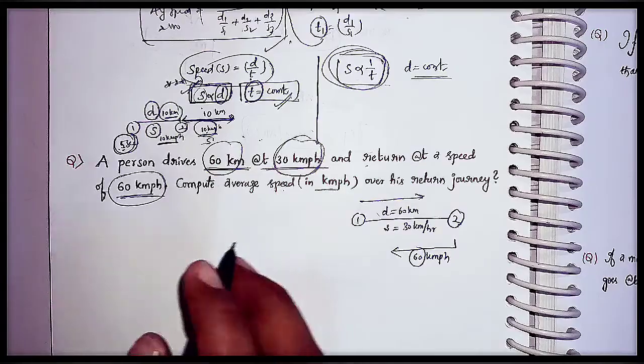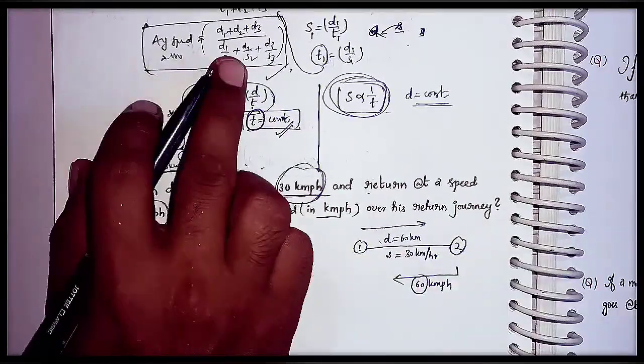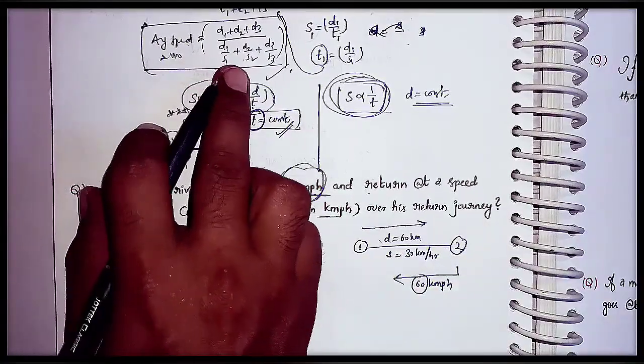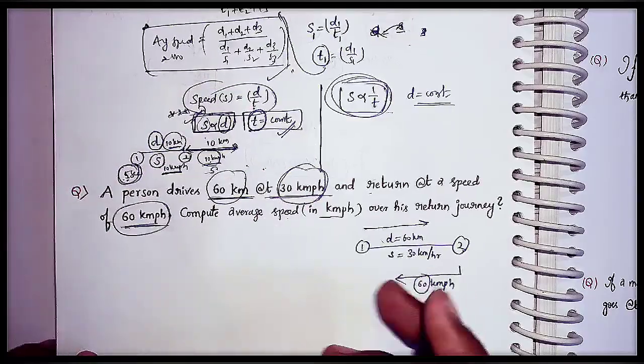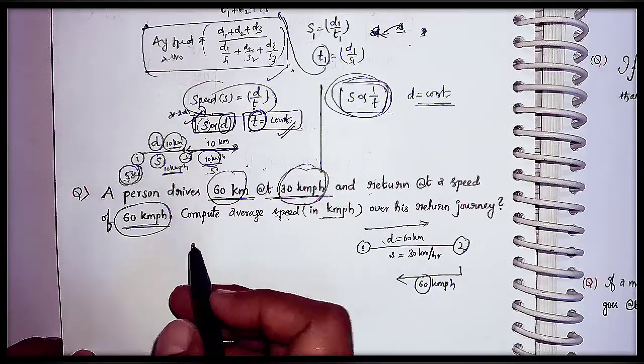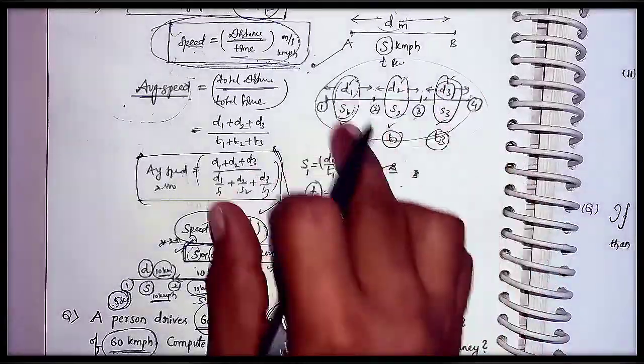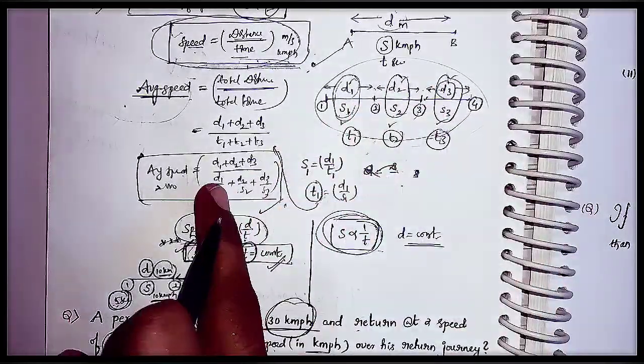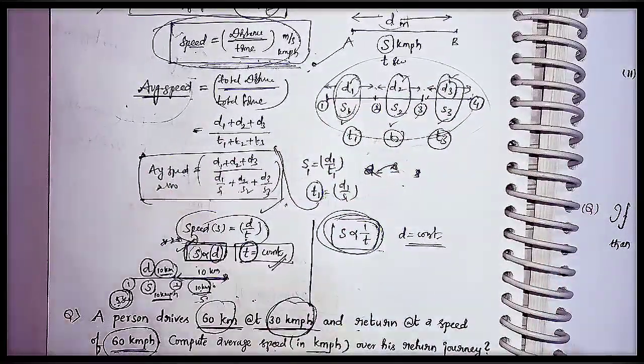He is asking the average speed. As we know this formula, we can easily solve with the help of this formula. We can learn, but here I don't use this formula. As we know the technique how we have to solve here. Why you have to learn this one? Why you have to by heart this one again?